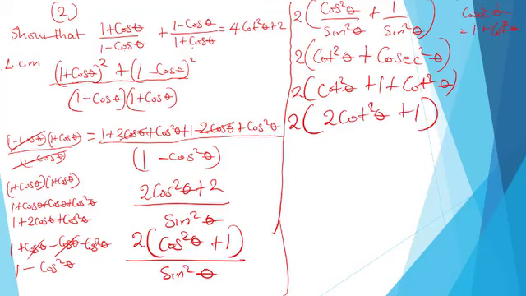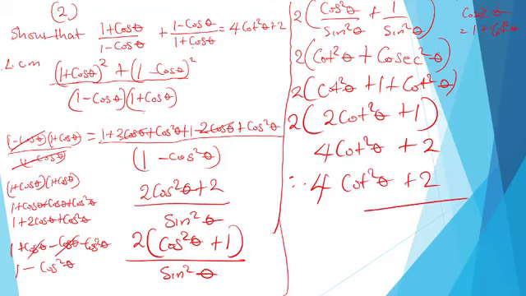Now let's multiply this 2 by everything here. 2 times 2 is 4 cot square theta plus 2 times 1 is 2. So we've gotten 4 cot square theta plus 2. So with this, we've seen that 1 over cos theta all over 1 minus cos theta plus 1 minus cos theta over 1 plus cos theta is equal to 4 cot square theta plus 2. And that is what we have here. So our expression and our proof is very correct.